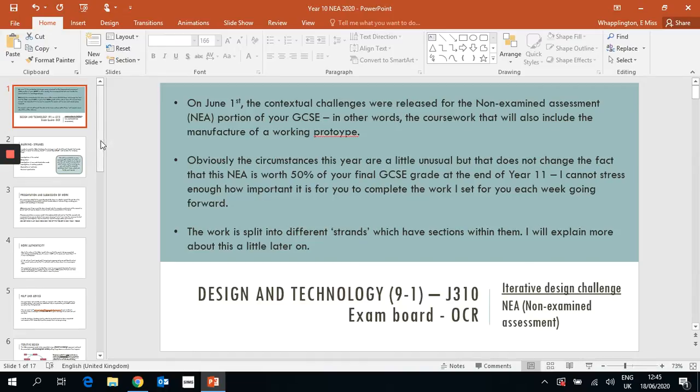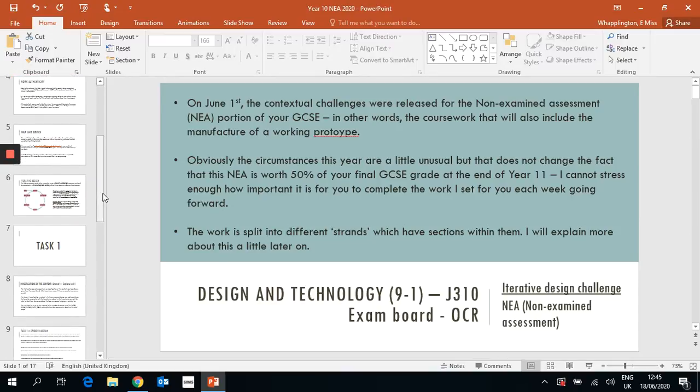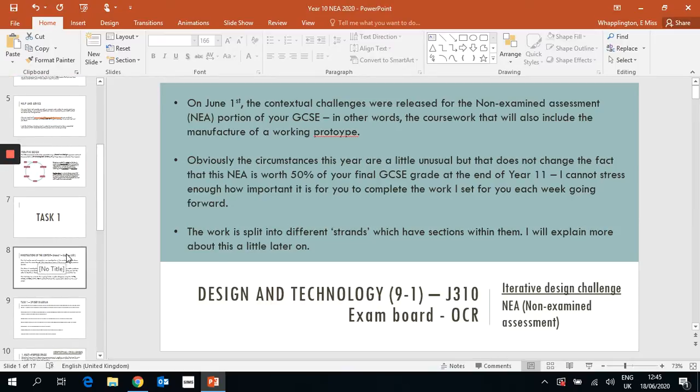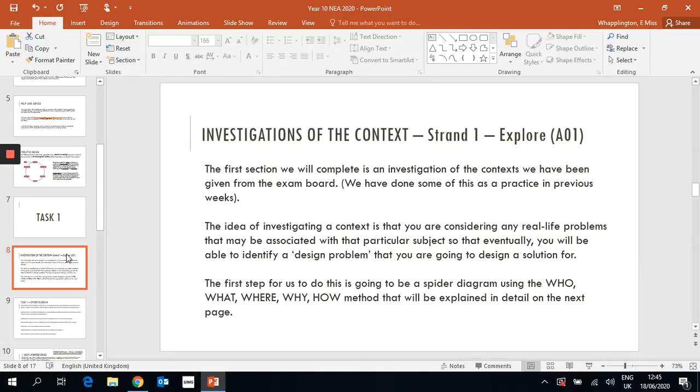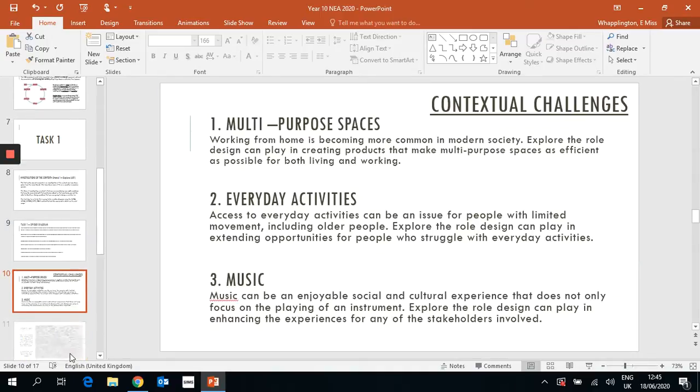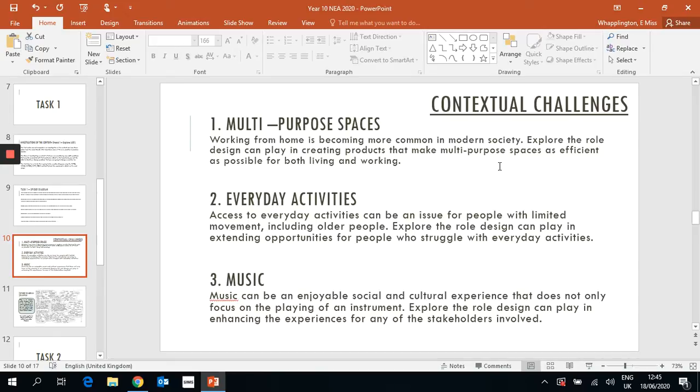Now, the design problem needs to be relevant to one of the contexts that you were given right at the start of the project. Okay, so when we looked at investigations of the context, so these three contexts that I was talking to you about, multi-purpose spaces, everyday activities, and music. So these are the ones that the exam board have given to us. So whatever problem that you come up with and product you end up making needs to fit into one of these categories, basically. Okay. So the idea is to try and decide which category you want to choose.